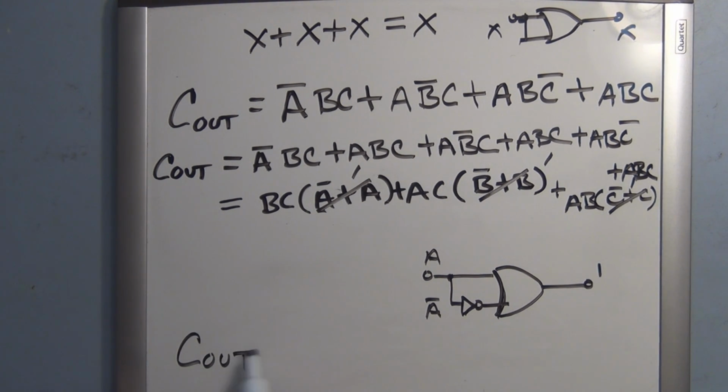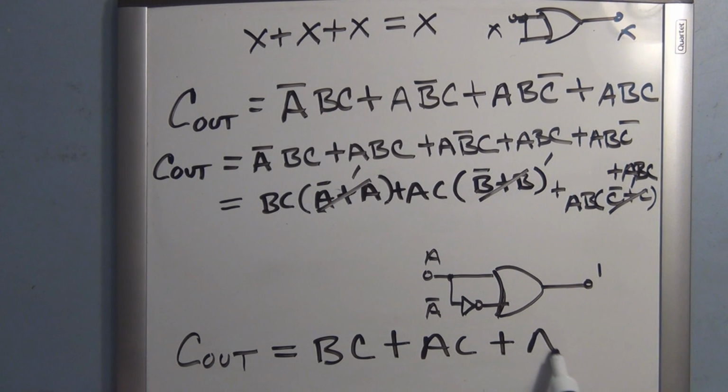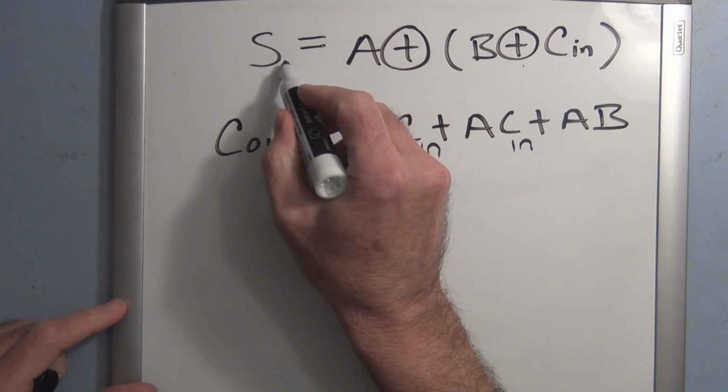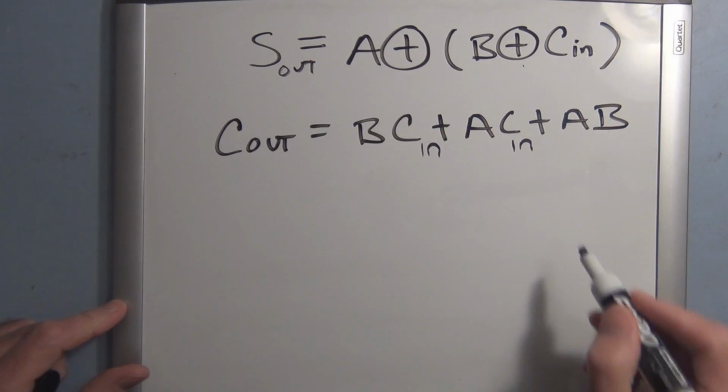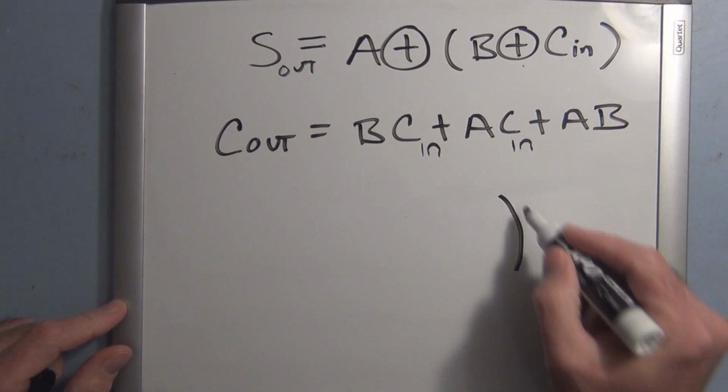So the C out is equal to BC, or together with AC, or together with AB. And that can't be simplified any further. So that's 3 AND gates, and they get ORed together with a 3-input OR gate. So there's 3 2-input AND gates, and they get ORed into a 3-input OR gate. So based on this equation for the sum out, we know that we have an exclusive OR gate.